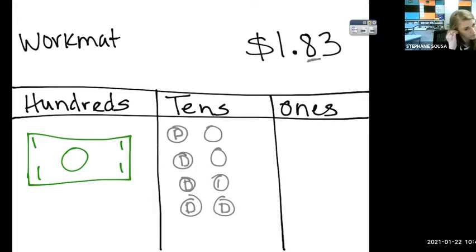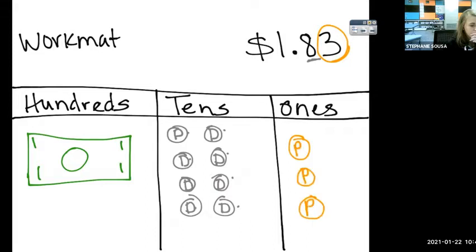And we know that dimes are 10 cents, so we can count it up. 10, 20, 30, 40, 50, 60, 70, and 80. Then I have my last but not least, ones. I have 3 of those. Those are pennies. And that's how I count out my money to see if I have enough or if I'm going to compare. Let's get to a lesson quickly.